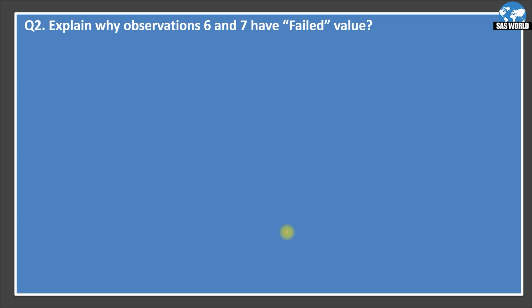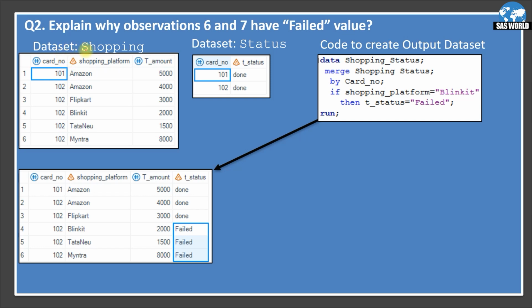Explain why observations 6 and 7 have failed value. Here we have the source dataset shopping. You can see this dataset contains card numbers 101 and 102, shopping platforms Amazon, Flipkart, Blinkit, Tata Neu, Myntra, and the transaction amount. The second dataset is status, with 101 done, 102 done. T status means transaction status. So the 101 card holder made some shopping on Amazon of amount 5,000 and the status is done. That means the transaction is successful.